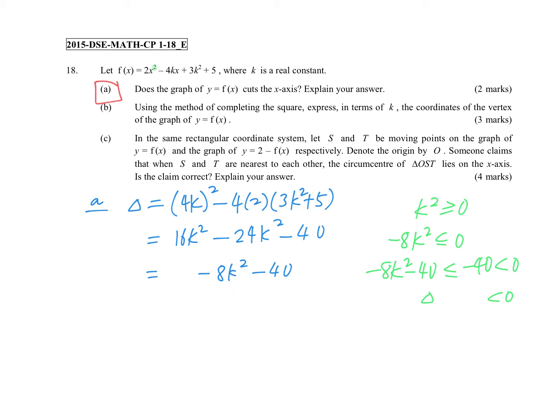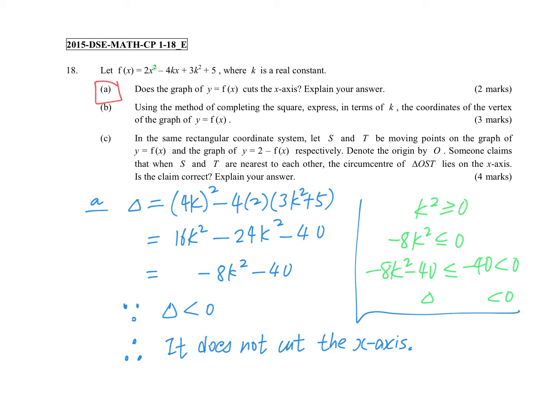Of course, the green workings you do not have to write in your scripts explicitly. All you need to write is just delta less than 0. So that's why, for part A, it does not cut the x-axis. Here it refers to the graph of y equals f(x). Done. So that's part A.